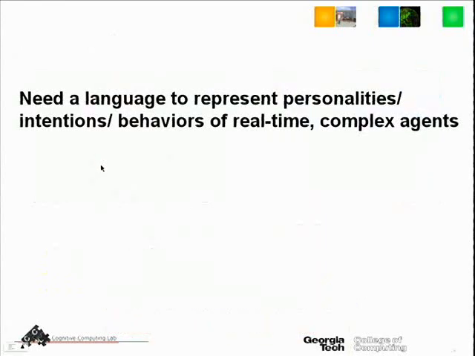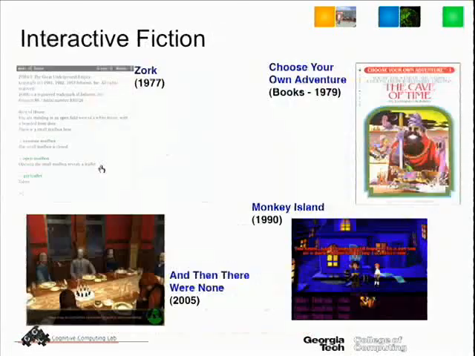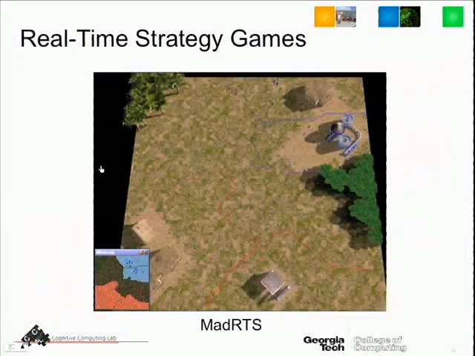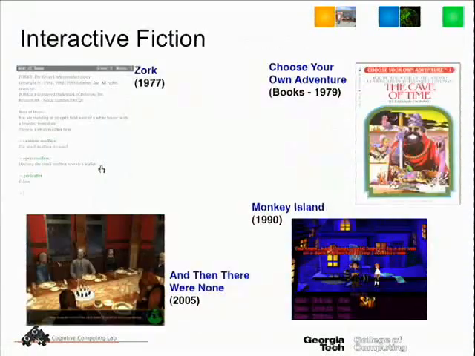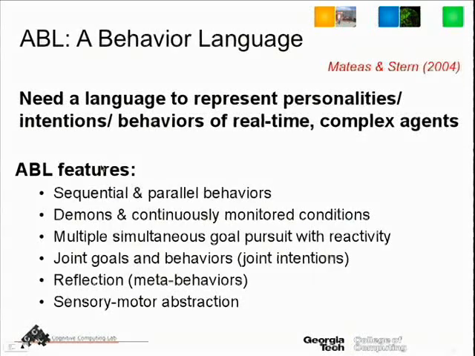So when you start working on creating characters like this, or even game players that play strategic games like this, one of the first questions that arises is how are we going to represent strategies, personalities, goals, actions, et cetera? We need a language for doing that. The formalism we're using is called ABLE. It stands for A Behavior Language. It was introduced by Mateas and Stern at Carnegie Mellon. It is a programming language.